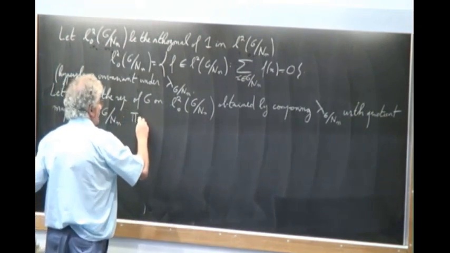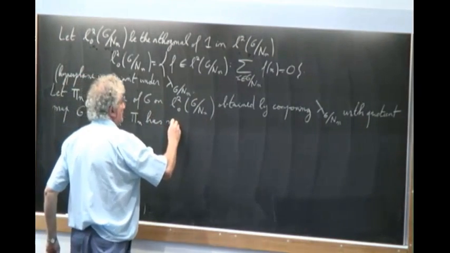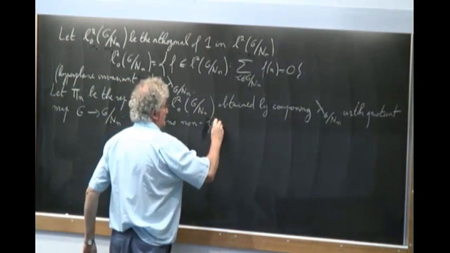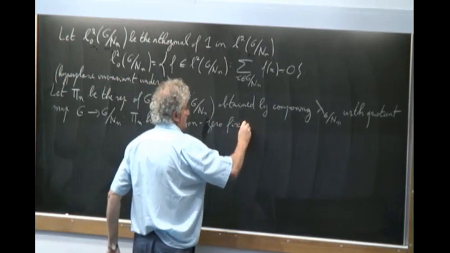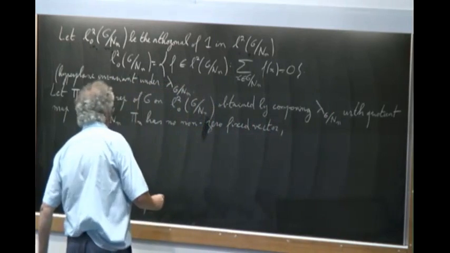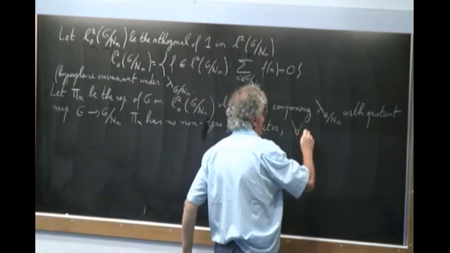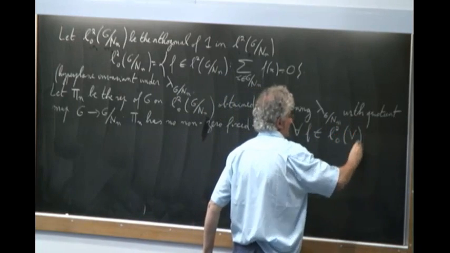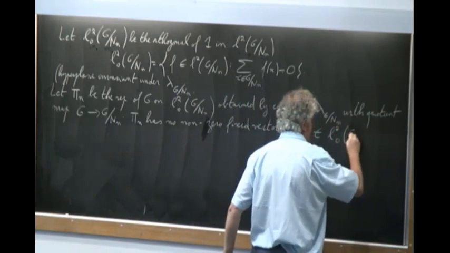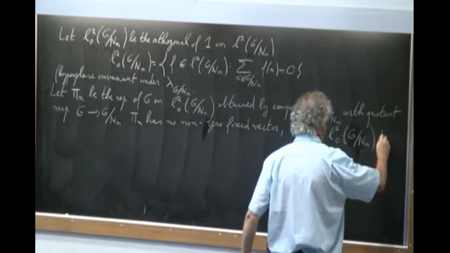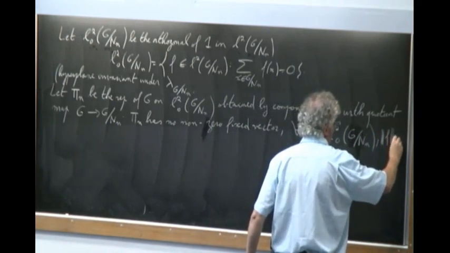So pi_n has no non-zero fixed vector, meaning that if I take f in L^2_0(G/N_n), let's say I can assume that the L^2 norm is 1.